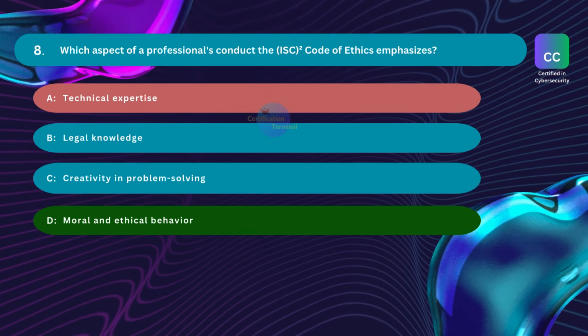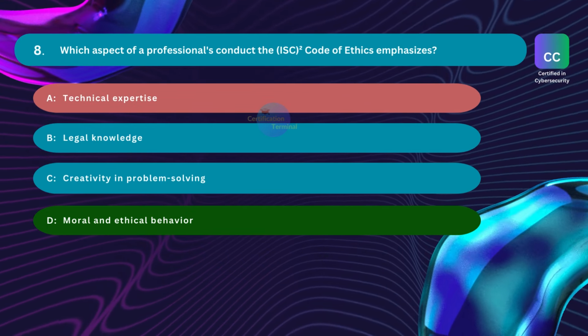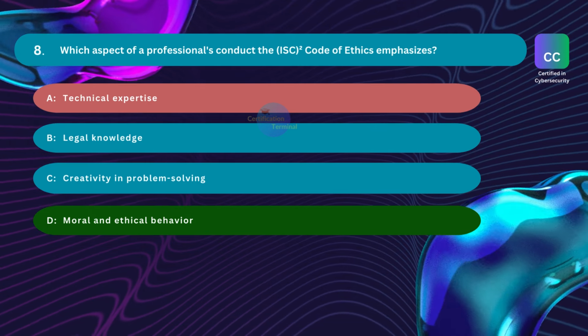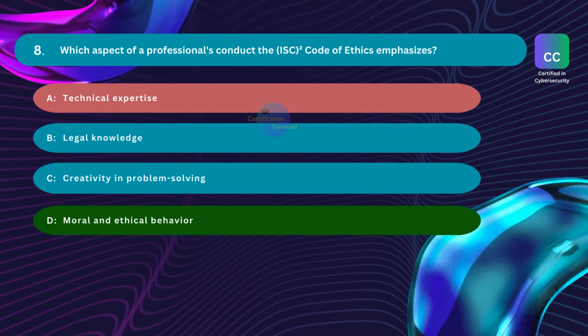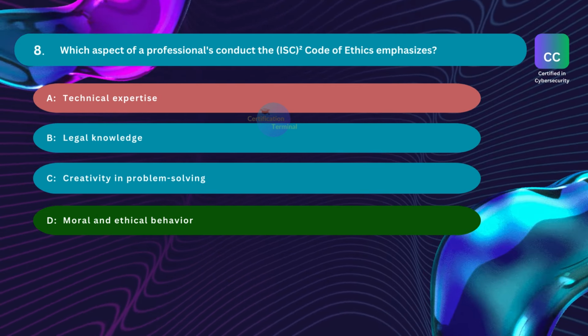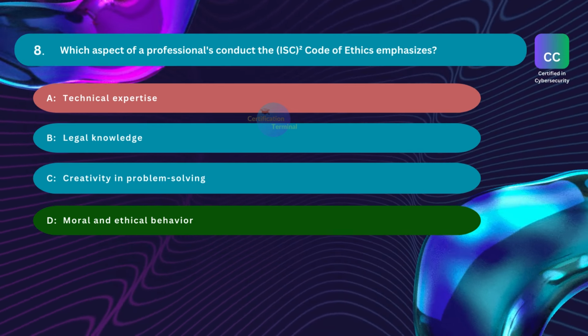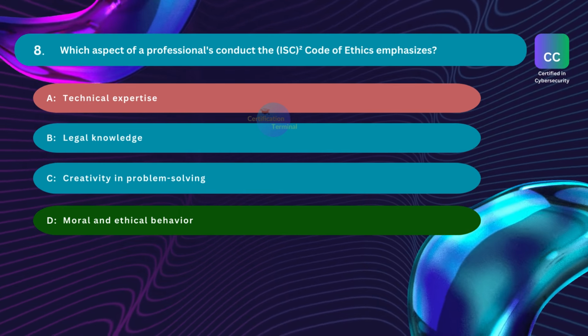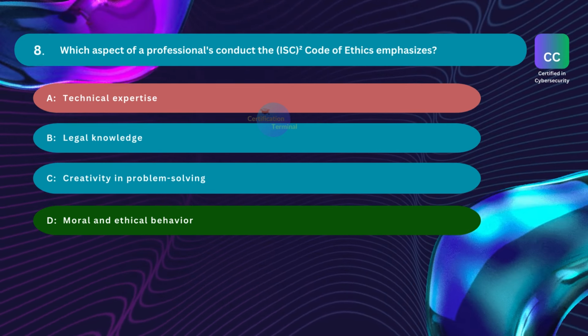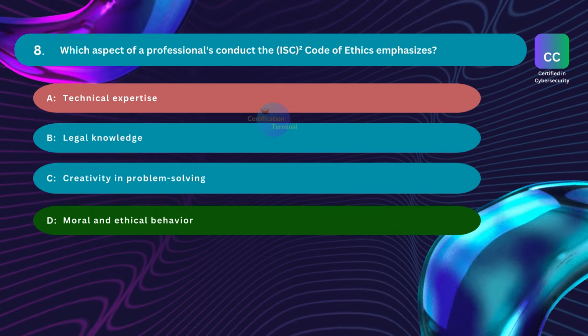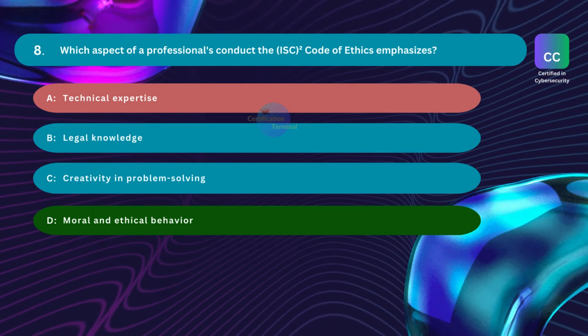Option A, technical expertise, is incorrect. While technical expertise is essential for professionals in the field of information security, the ISC Square Code of Ethics specifically underscores the importance of ethical behavior. The code acknowledges the need for competence and skill, but places a strong emphasis on using those technical skills in an ethical and responsible manner.